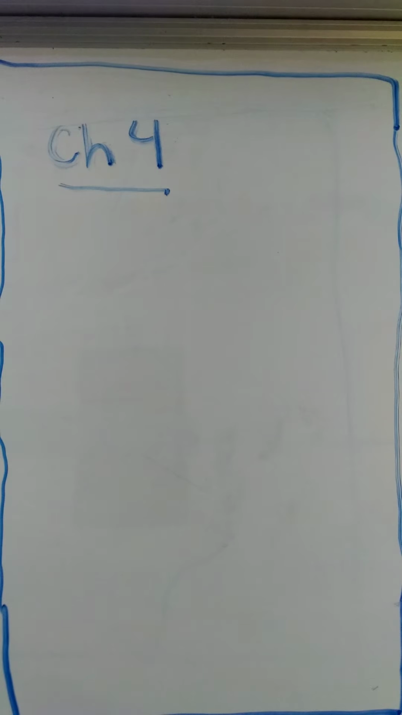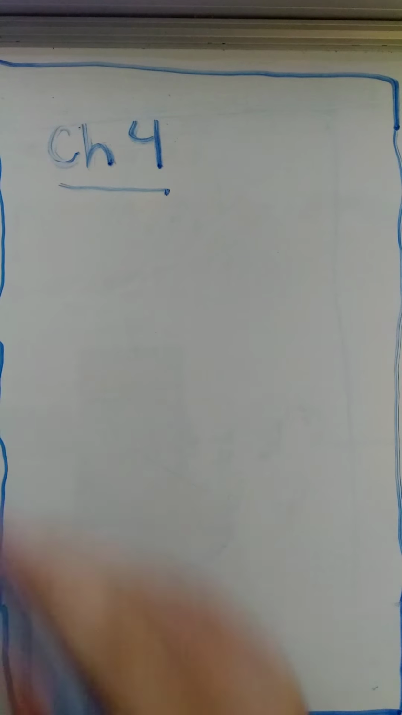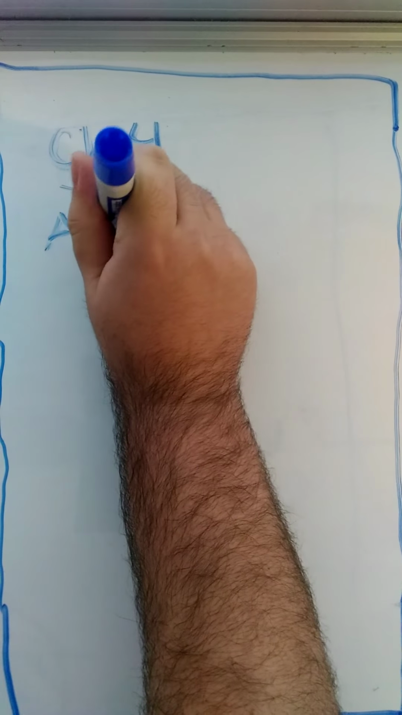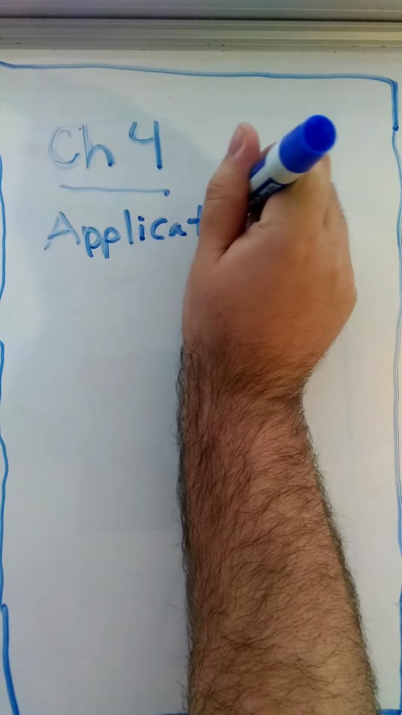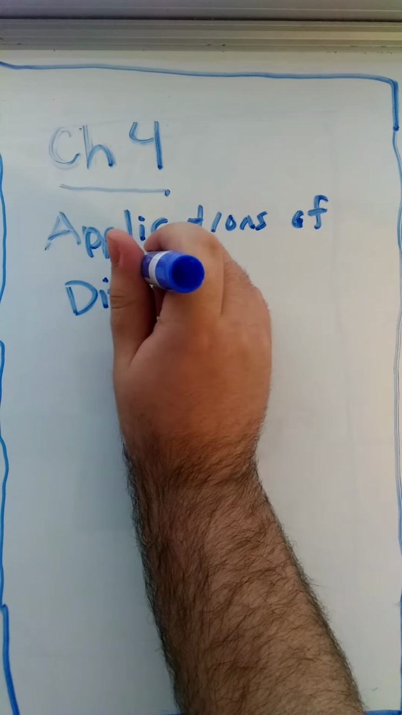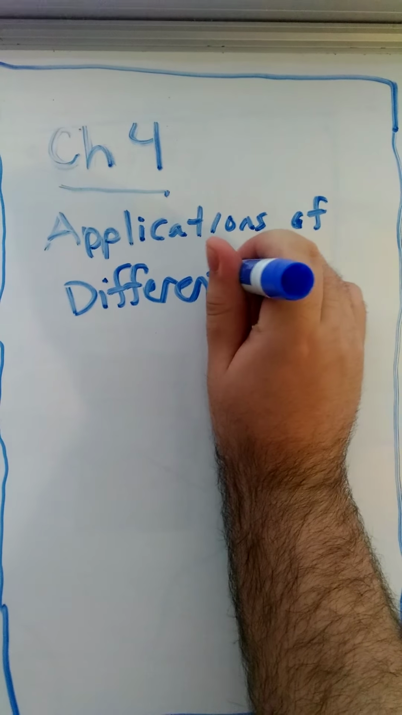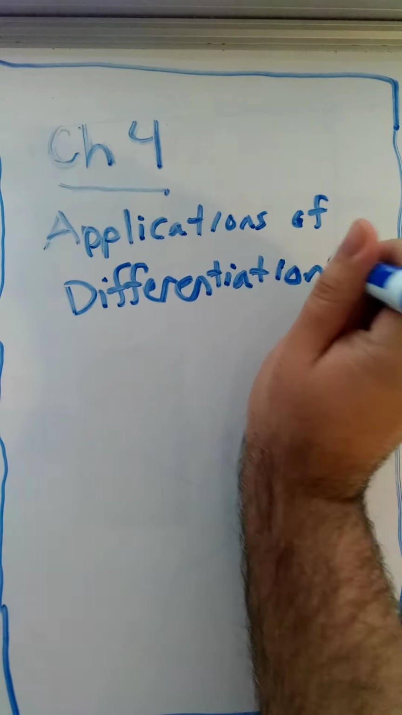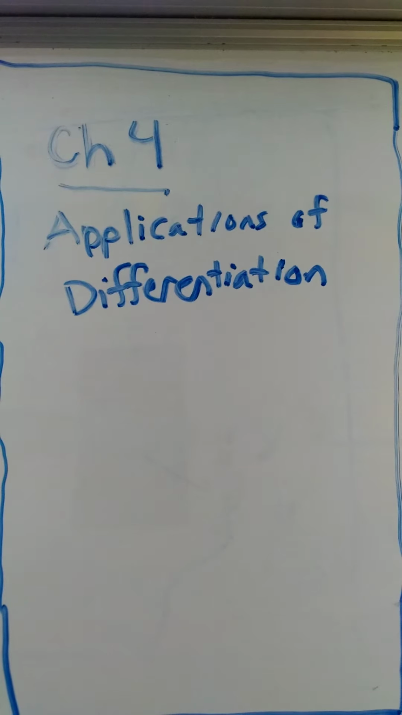So, with chapter 4, the title is Applications of Differentiation. As you can tell, this is our last chapter, chapter 3, those sort of methods for what to do to find the derivative are going to play a very pivotal role in this chapter. So there are some smaller topics in this chapter.